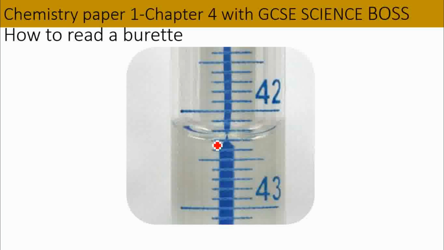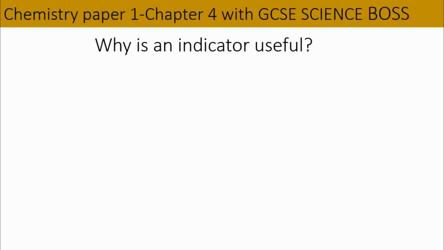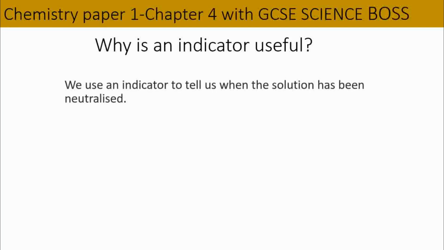Important that you read the burette at the bottom of the meniscus, and you read it from the top going down. So this is 42.1, 2, 3, and you must always give it to another decimal place. So 42.30 cm cubed. Very important.